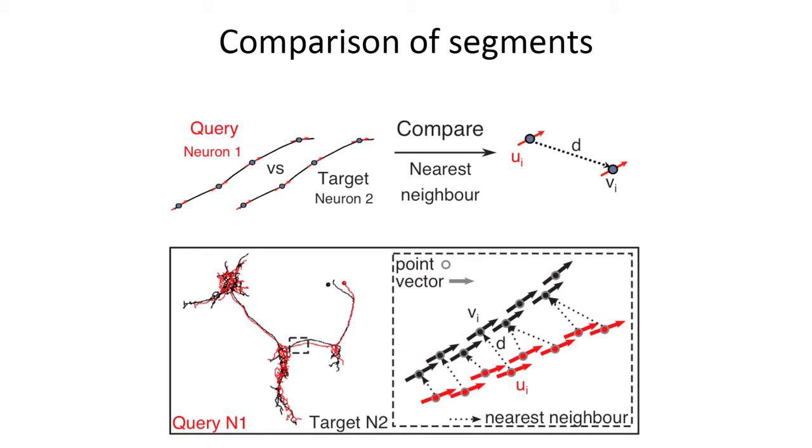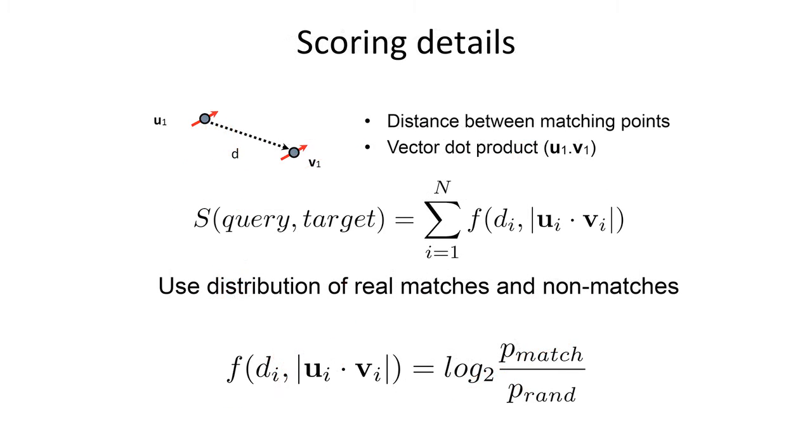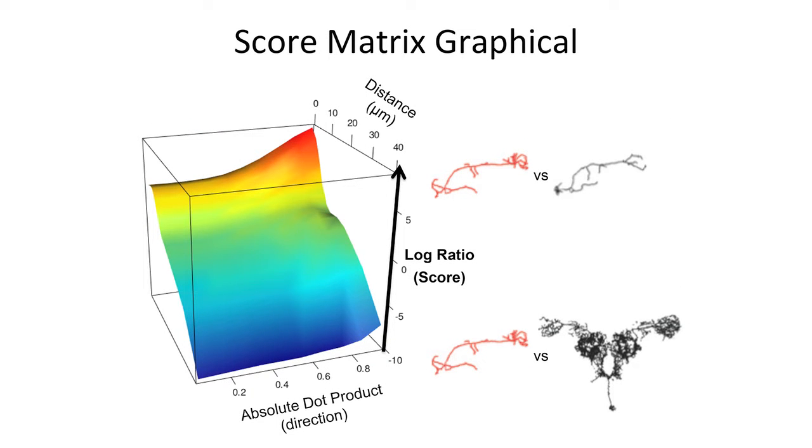Then each neuron is decomposed into segments, and each comparison takes one segment from one neuron, which we call the query, and compares it against the nearest neighbor in the other neuron, which we call the target. This comparison is calculated as a score that takes into account the distance between the segments and their direction. And this is weighted by a probability function that is based on if the segments are coming from the same neuron type versus if they were coming from different neuron types. So the score will be higher for pairs of segments that are closer and point in the same direction.